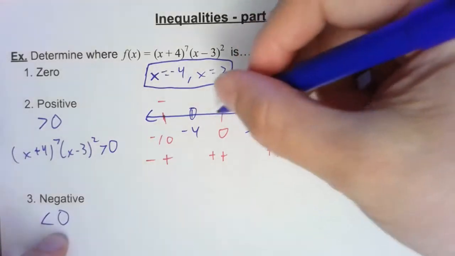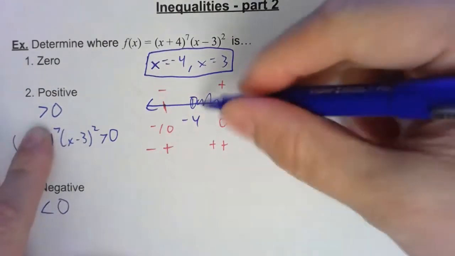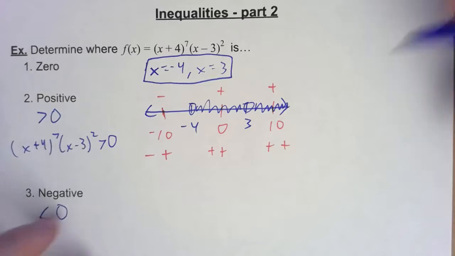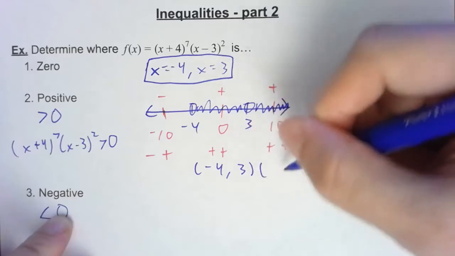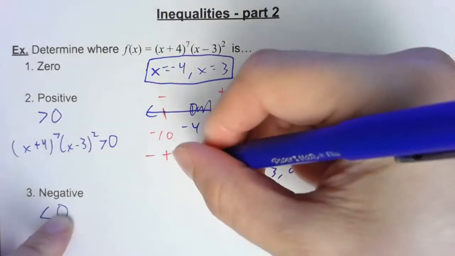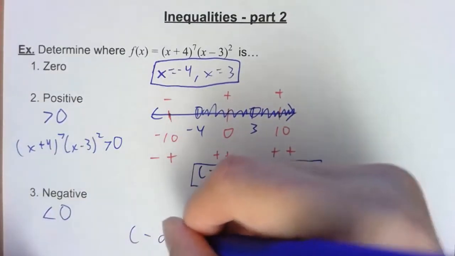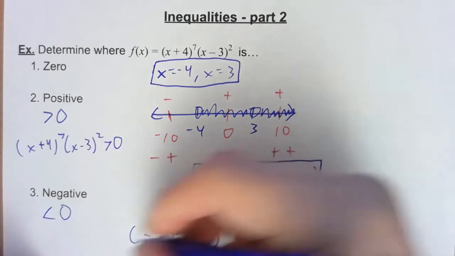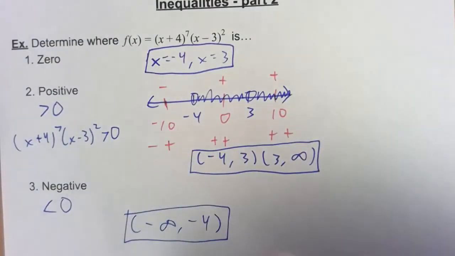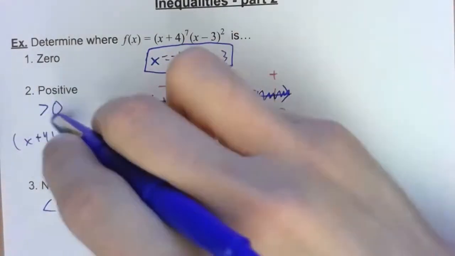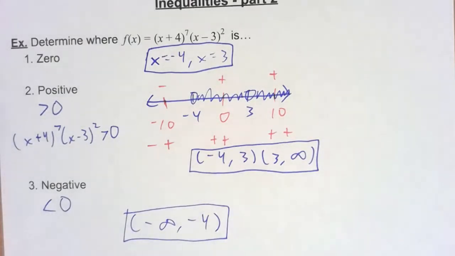And so if we want positive, we want this section here, and this section here. And again, because it's a strict inequality, I can't smush them together. I've got to leave those separate. So I've got to say for this one, -4 to 3, and then 3 to infinity. And then for negative, I just want that section there, negative infinity to -4. So really nothing new here. It's just the word instead of the symbol. Don't let that throw you. Make sure you know that positive means greater than 0, and it's the exact same process.